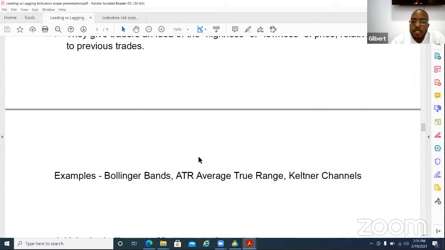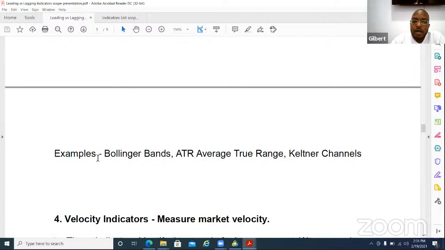And examples of this are Bollinger Bands, the average true range, or ATR, and the Keltner channels, which I'll just call Keltner channels, but I'm sure there's a way to pronounce this. So you have the Bollinger Bands, the ATR, and the Keltner channels. I'll talk a little bit more about them later, after we've categorized them into leading and lagging indicators.